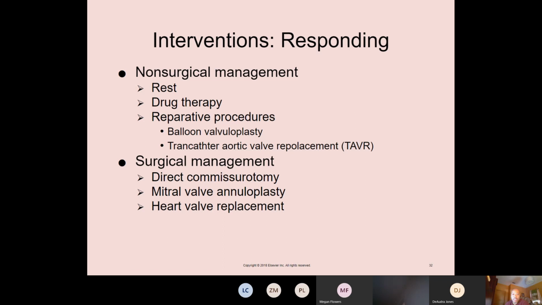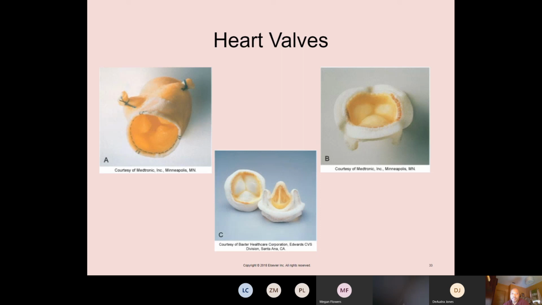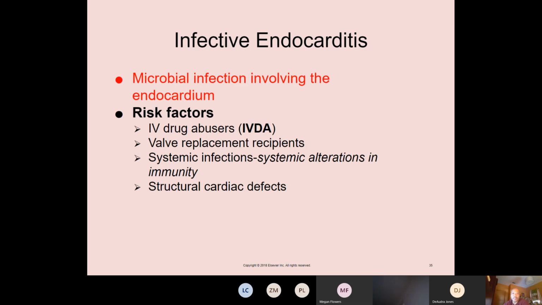Read this information as well. I have a voiceover with this as well. These are different heart valves. Coordination care, transition management, just read all that. So in infective endocarditis, I talked about that as well. So take a listen to that and also read your voiceover notes of my PowerPoint notes.